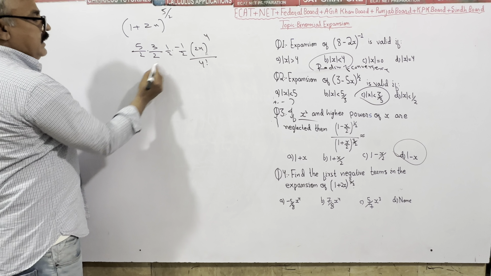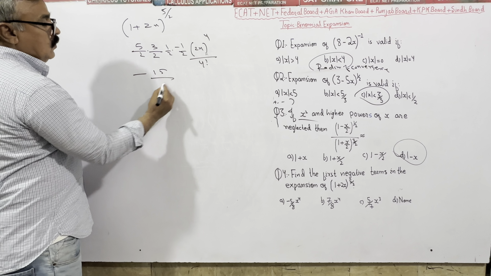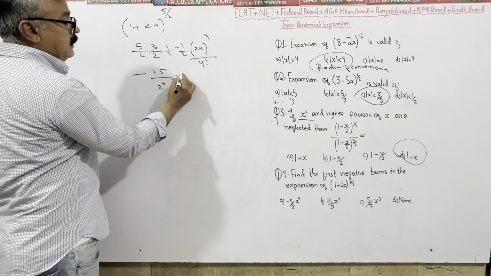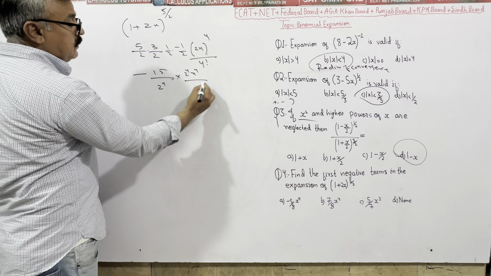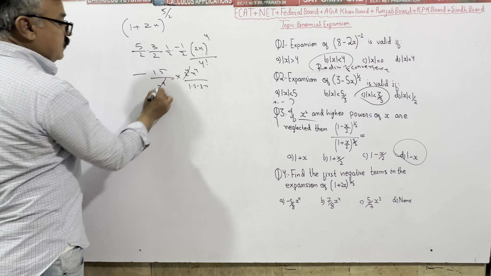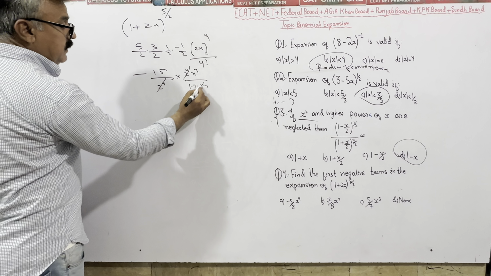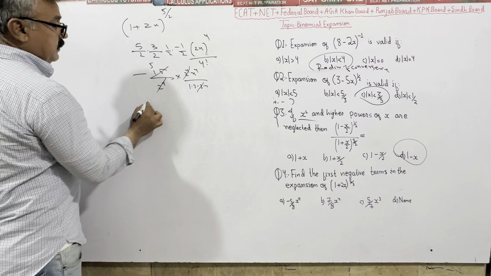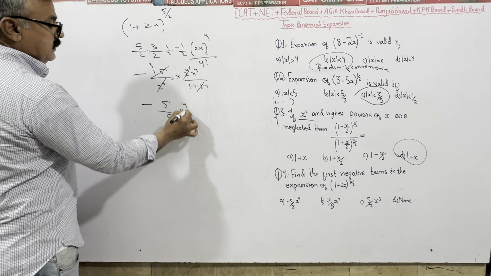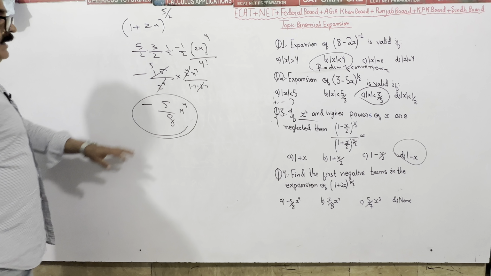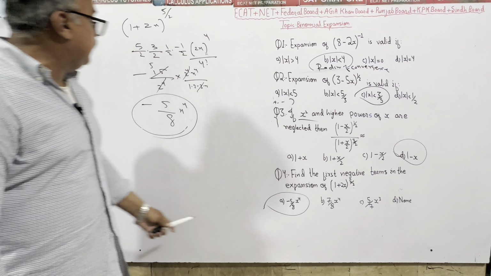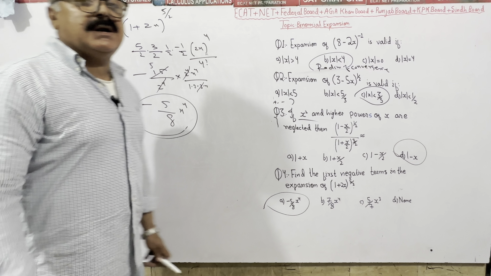Now simplify. Here comes minus 15 over 16 times 2 raised to 4, x to the 4, overall divided by 4 factorial, meaning 1, 2, 3, 4. 2 to the power 4 cancels. Apply the table, it will become minus 5 over 8 x to the 4, which is our required first negative term in that case.